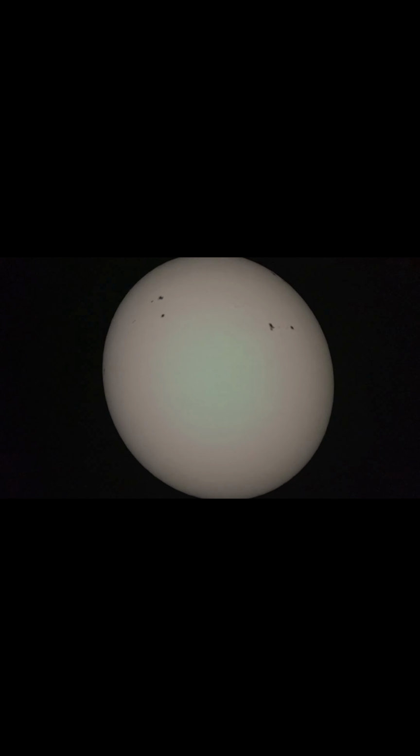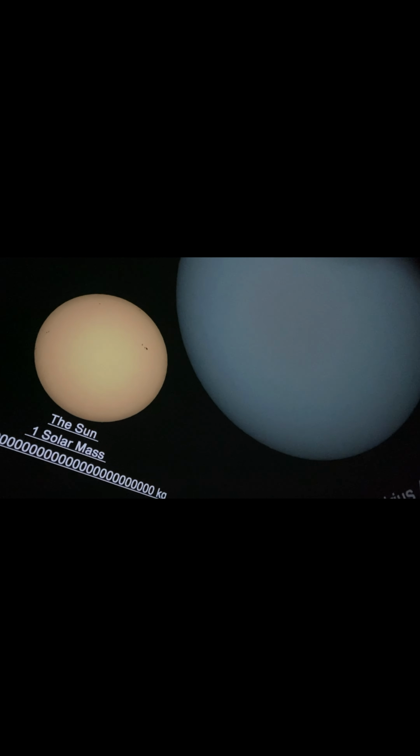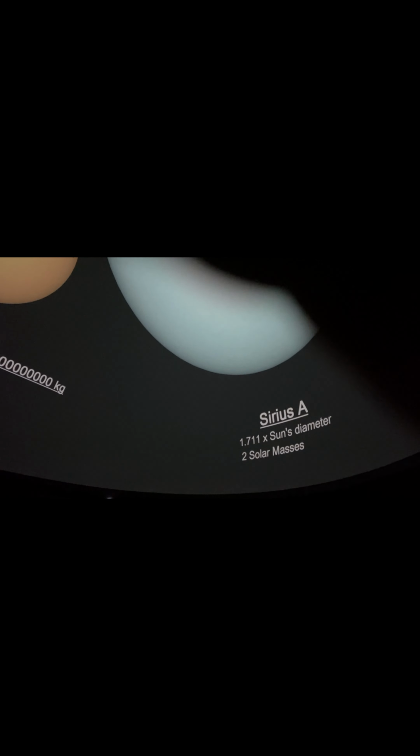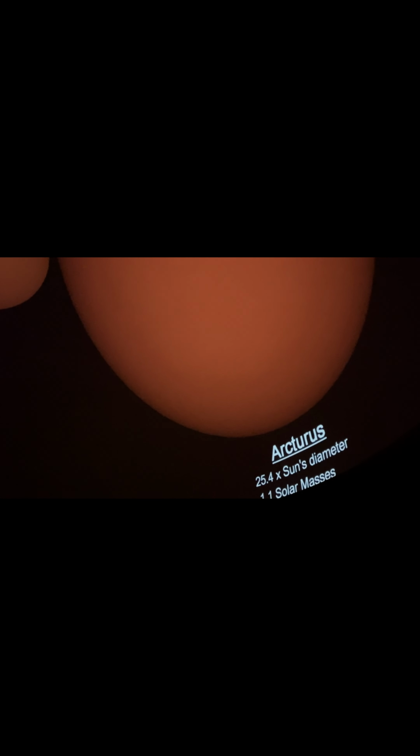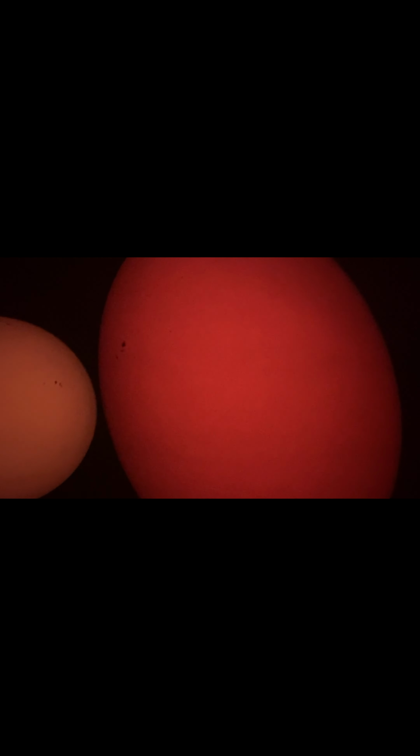So we need a different star. We're going to see what some of our options are for a star that will go supernova. Sirius A is a hotter star than our sun. It's bluer, but not that much more massive. Not even Pollux, still not massive enough. Not even Arcturus. Nope, nope, nope. Not even Aldebaran. They're bigger, but they're not more massive.